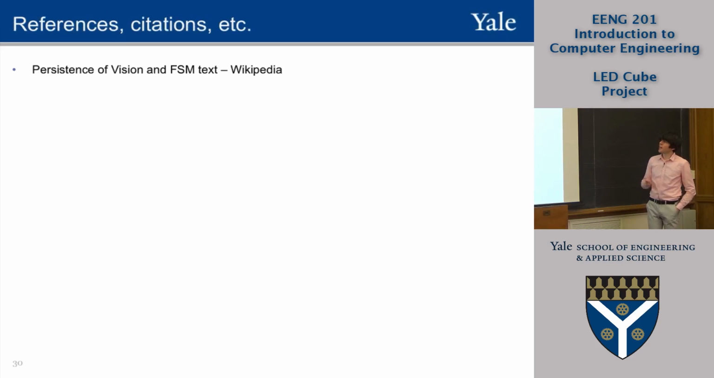Last but not least, some of the background text for the persistence of vision and the finite state machine was from Wikipedia, so you can read more details there as well, or in the book about the state machine.